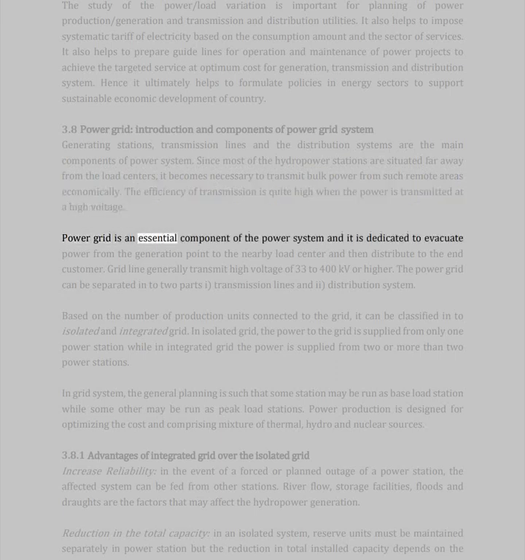Power grid is an essential component of the power system and it is dedicated to evacuate power from the generation point to the nearby load center and then distribute to the end customer. Grid lines generally transmit high voltage of 33 to 400 kV or higher. The power grid can be separated into two parts: 1, transmission lines, and 2, distribution system.